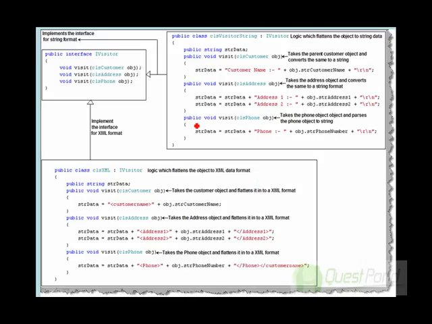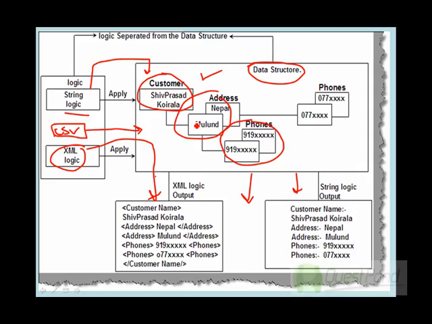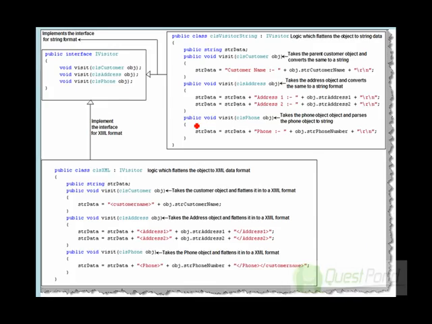So what we'll do is take the same example and try to implement the source code of it, the actual implementation. Here's what I have. Here's my visitor, this is my interface. And here's my string visitor, and here's my XML visitor. So basically both these classes have the actual logic which will do the work of running through the object and parsing them into either XML or string.